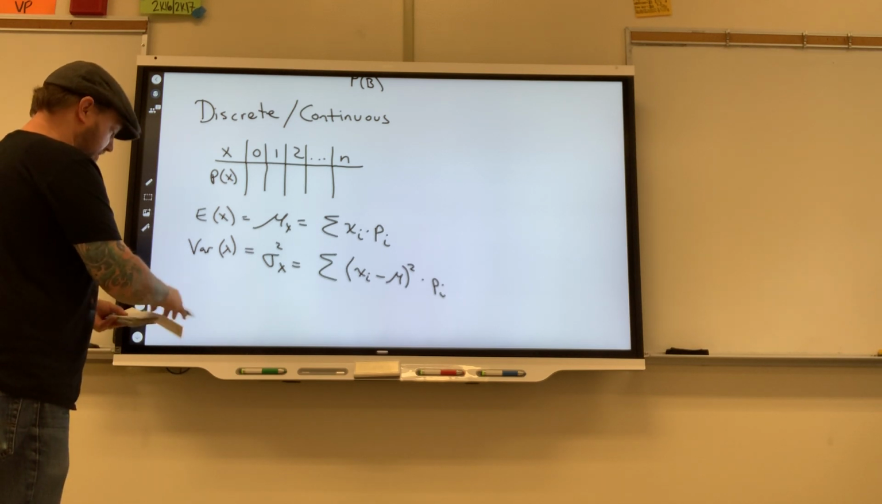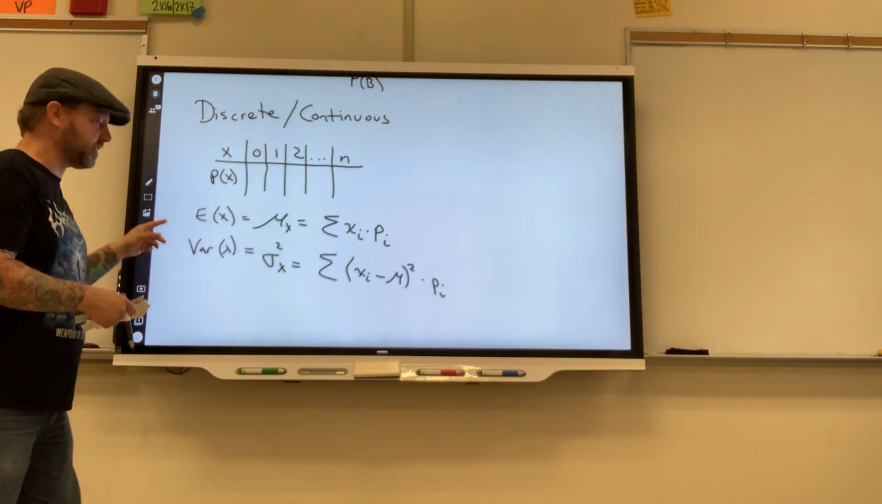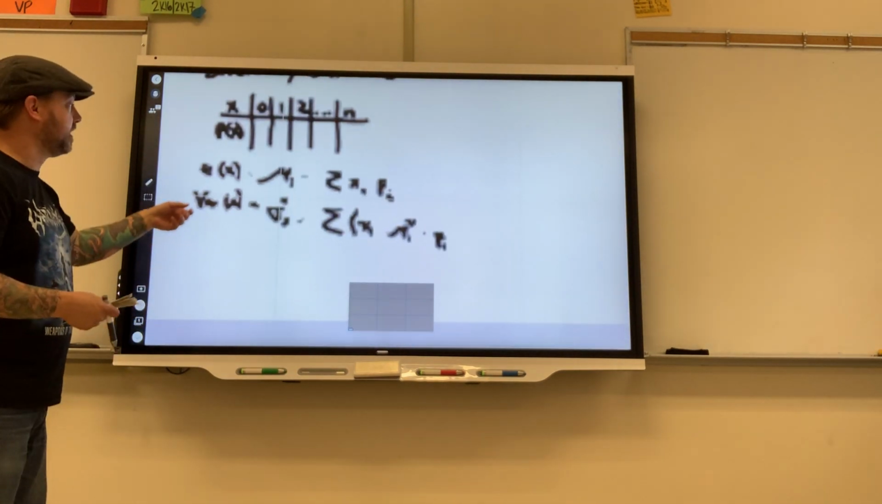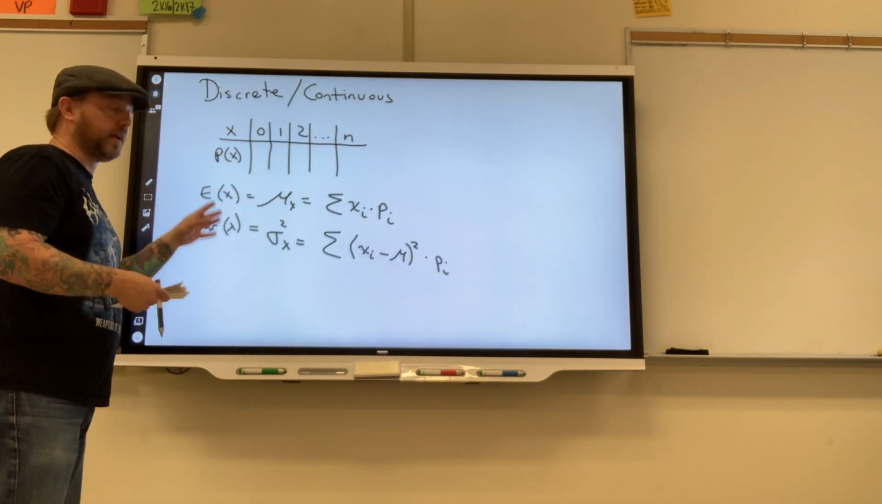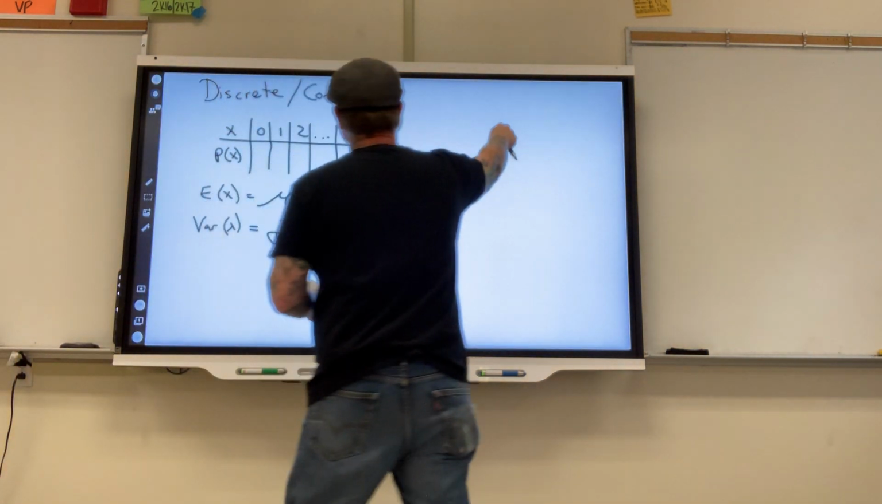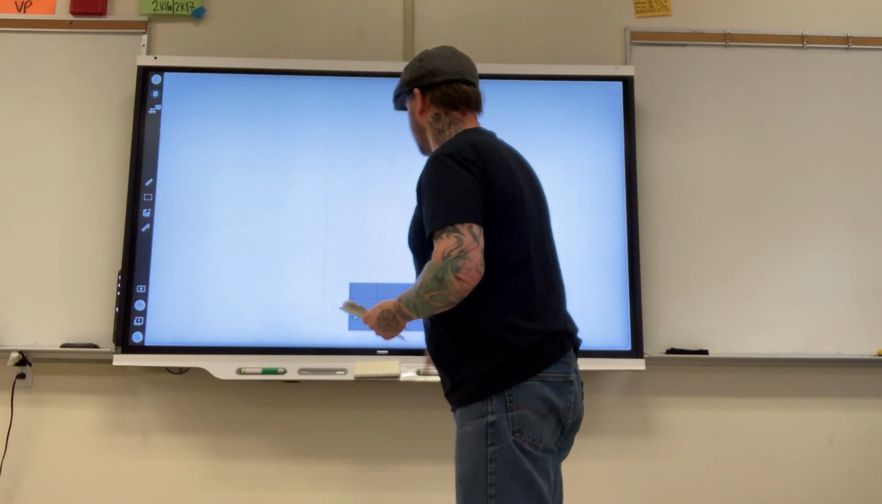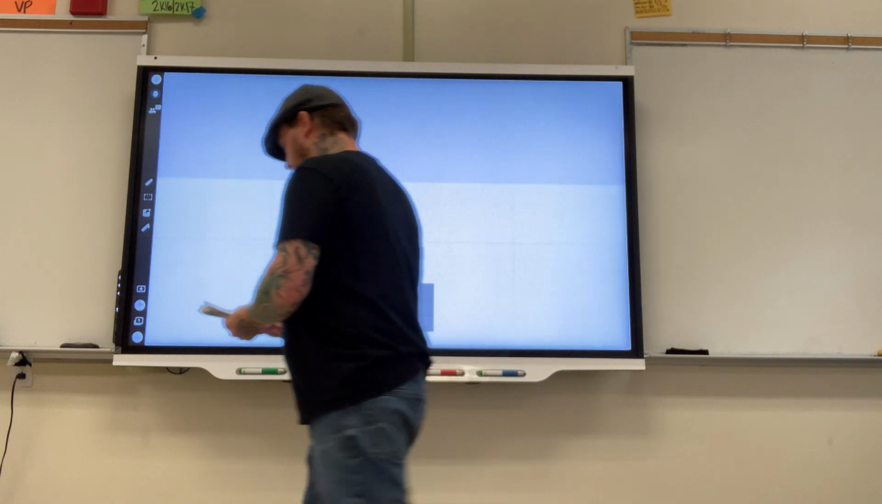If it's discrete, we use this. If it's continuous, we have to use a density curve. The probability of something happening when it's continuous is just the area under the density curve. All right.